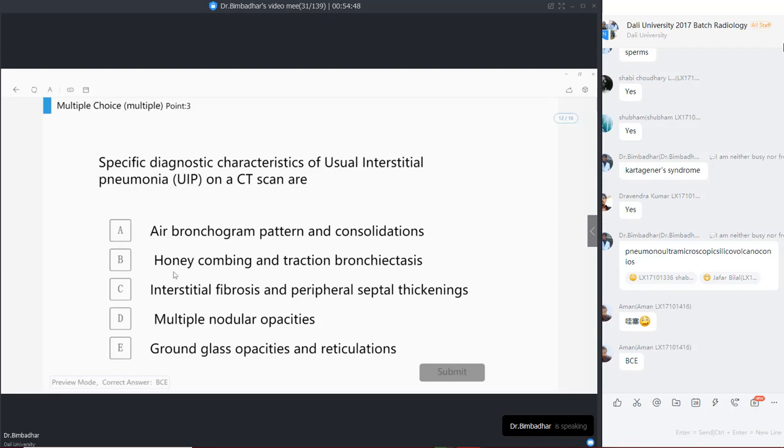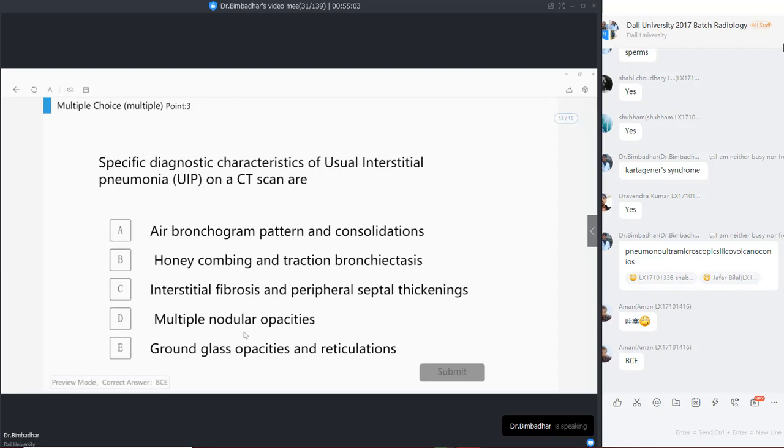So the answer to this question is honeycombing, traction bronchiectasis, interstitial fibrosis, peripheral septal thickenings, ground glass opacities, and reticulations. So it is B, C, and E.